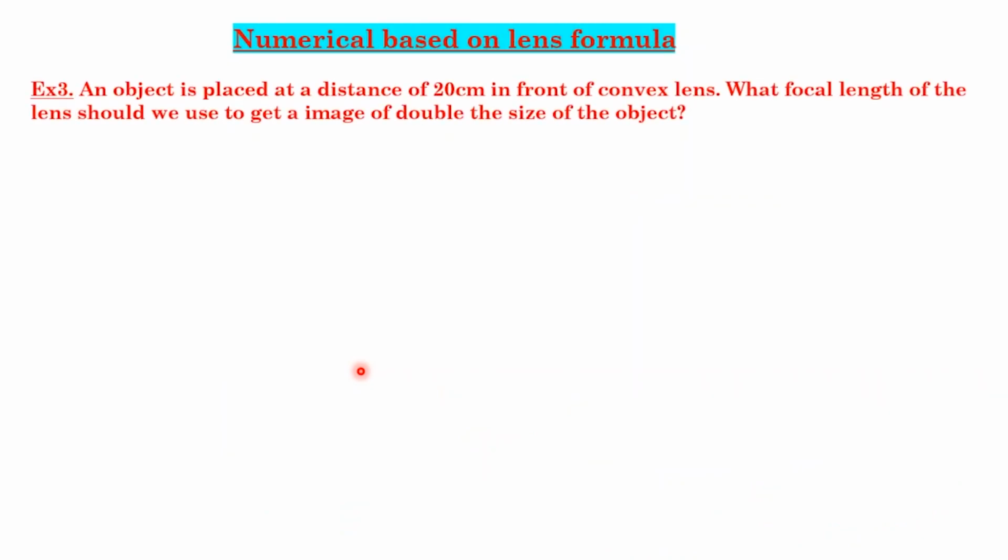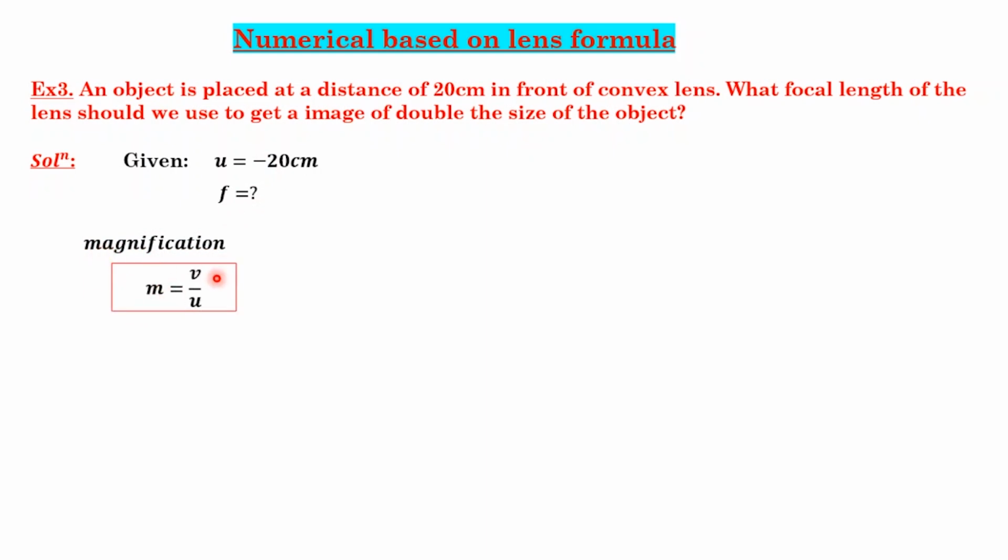So third numerical: an object is placed at a distance of 20 centimeter in front of a convex lens. Now here the lens is convex and the position of the object is 20 centimeter. What focal length of the lens should we use to get an image of double the size of the object? Now we want the image of double size, means magnification is 2. So here given u is 20 centimeter, and the sign of u is always negative. Focal length we have to calculate. Magnification is given by m is equal to v upon u.